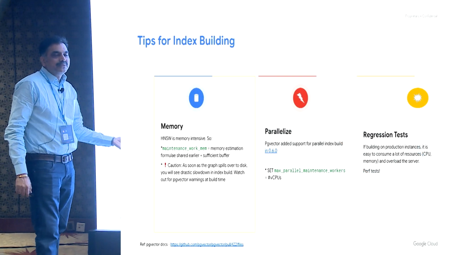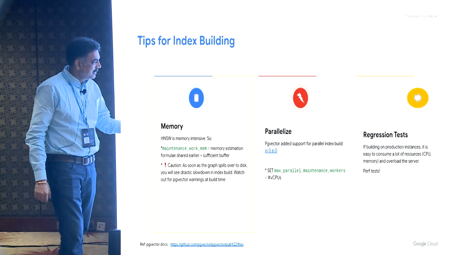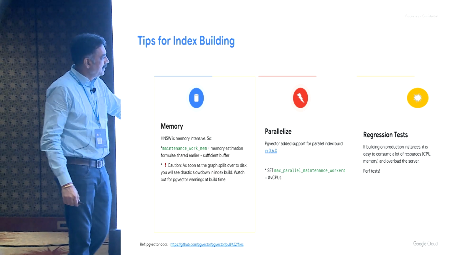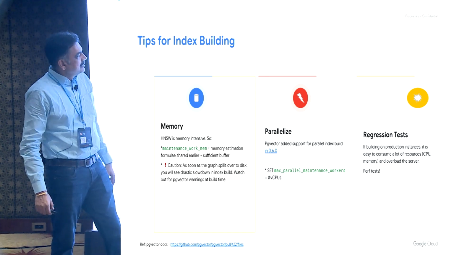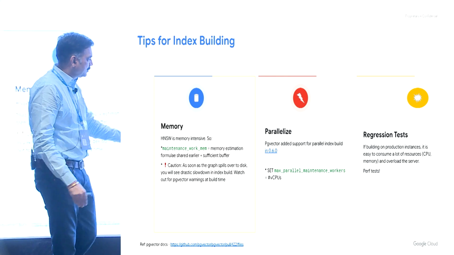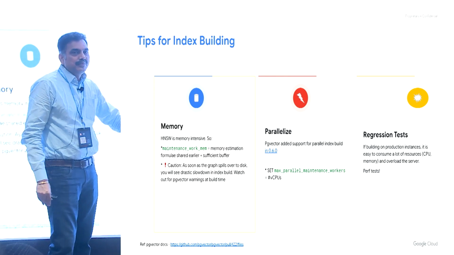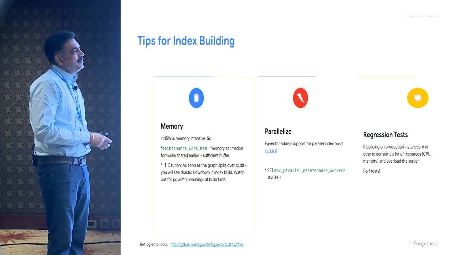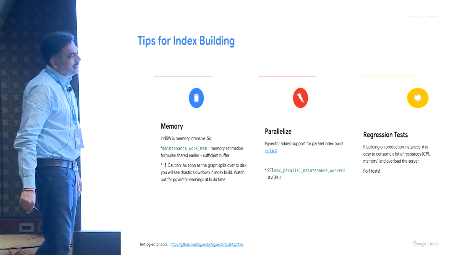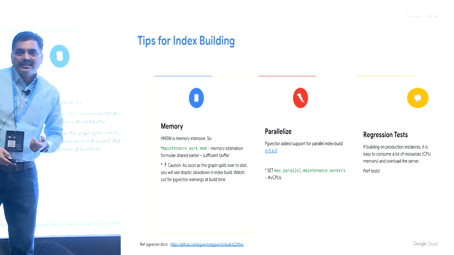One is memory. You saw the memory errors when we tried to create the index. So maintenance_work_mem is an important parameter when you create the indexes. Second is parallelization: how much max parallel workers, because now in Postgres, after version 16, you can parallelize the pgvector index creation. And then you keep on testing. I think that's the key here.